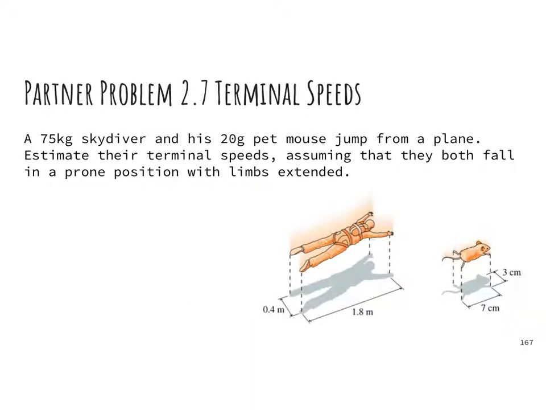So we've got a partner problem that we'll take a look at in class. It says a 75-kilogram skydiver and his 20-gram pet mouse jump from a plane. Estimate their terminal speeds, assuming that they both fall in a prone position. So the only things that matter, according to my previous slide, are mass, gravity, rho, which is the density of the fluid, which is a constant for air, and their cross-sectional area. And the best way that we can approximate their cross-sectional area is by thinking about them as a square or a rectangle, however you want to think of it. And that's what's going to encounter all the drag force. So we'll solve that in class.